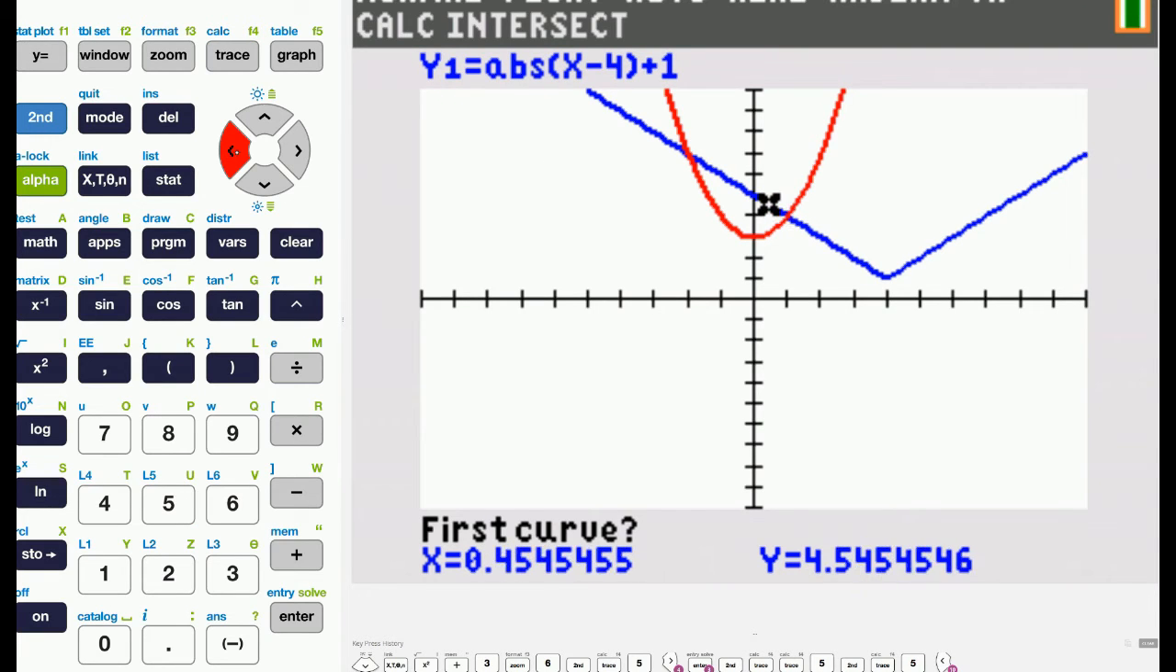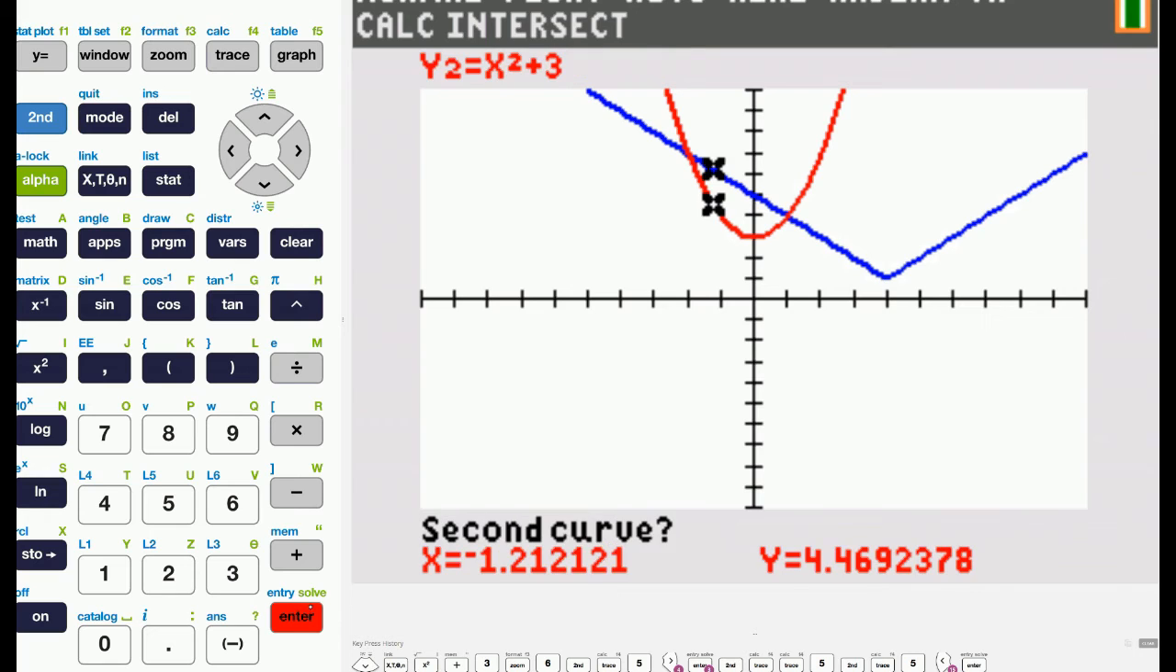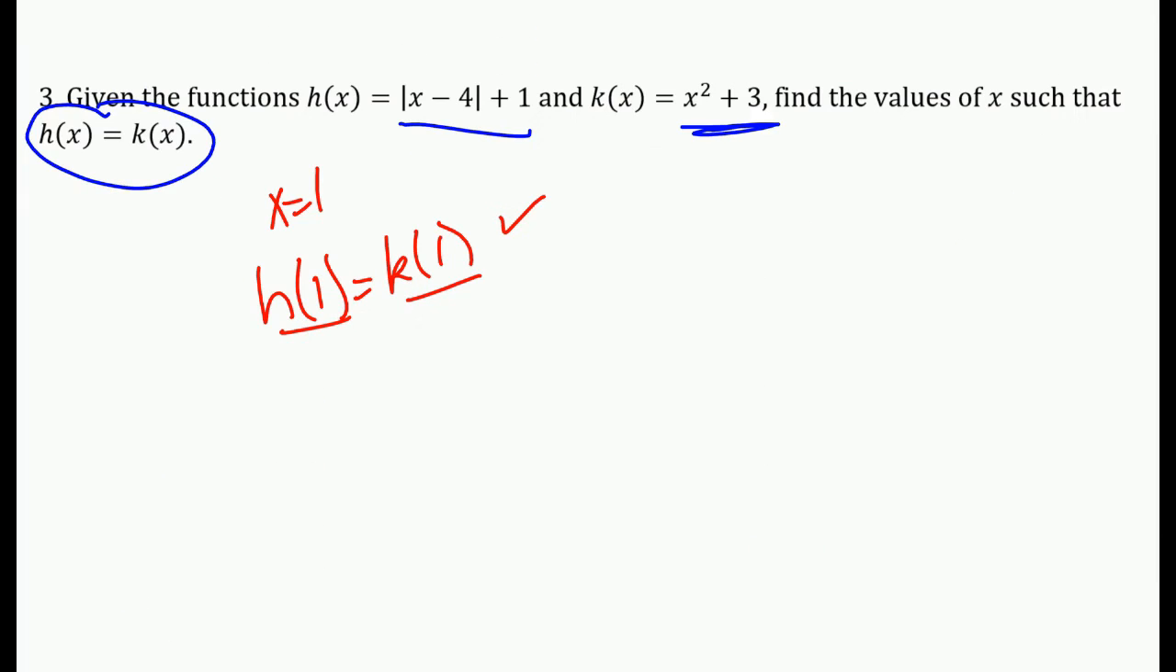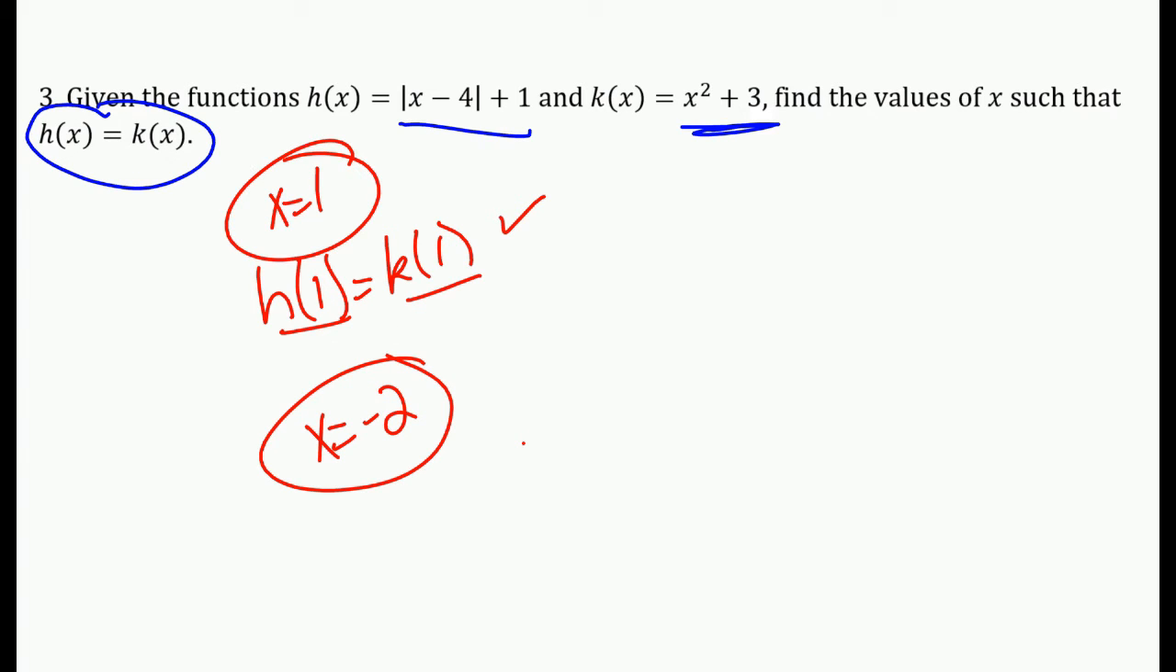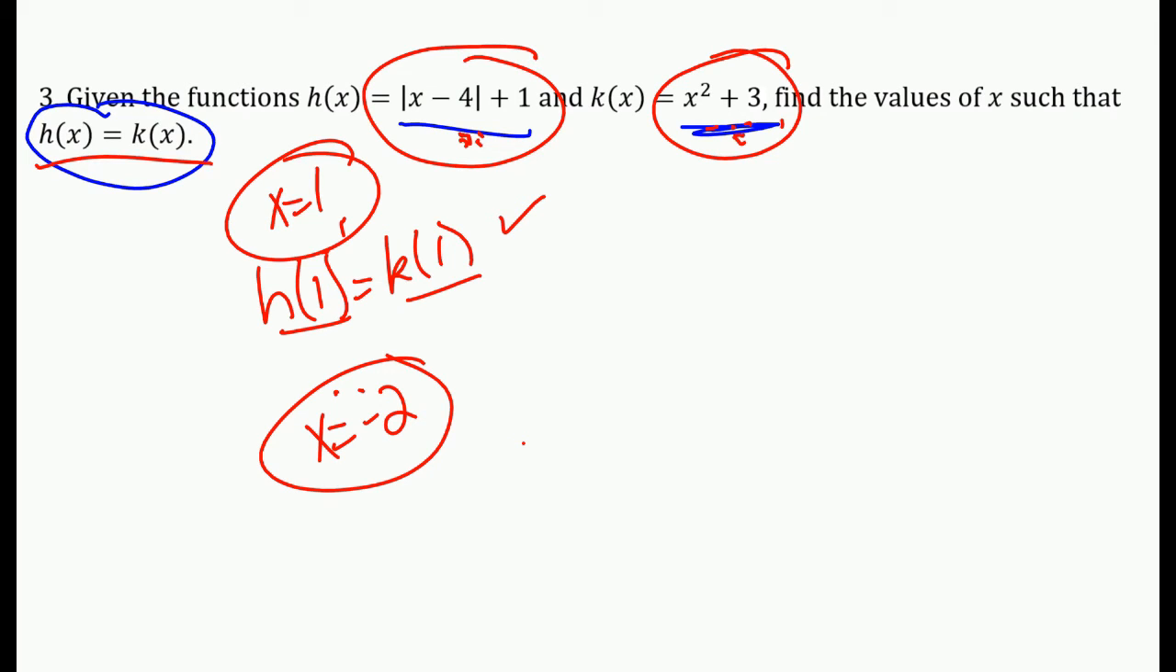And second trace intersect. Move the blinky guy, Mr. Blinky, over to the second intersection point. Keep on going. That should be close enough. And you get x equals negative 2. So those are the 2 values of x that satisfy this equation. There is a way to do it algebraically, but it's a mess. The tools are pretty limited. This works very nicely: plug one function into y1, the other into y2, and see where they intersect.